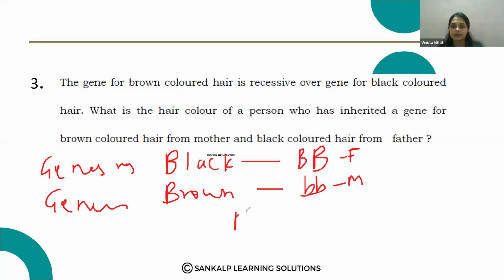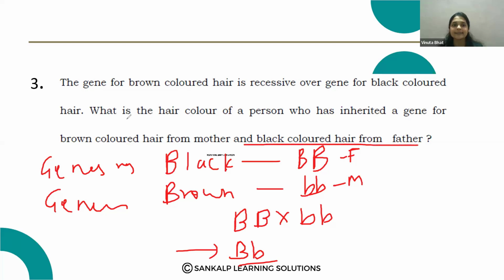So when it is crossed, capital B, capital B crossed with small b, small b. So the person is having the capital B from the father and small b from the mother. The hair color of the person is black color, because he inherited the dominant black color gene from the father, because capital B is the dominant gene from the father. So his hair color will be black color.